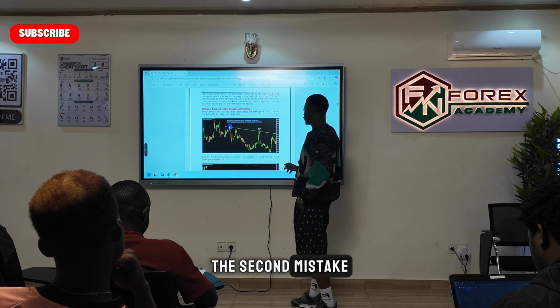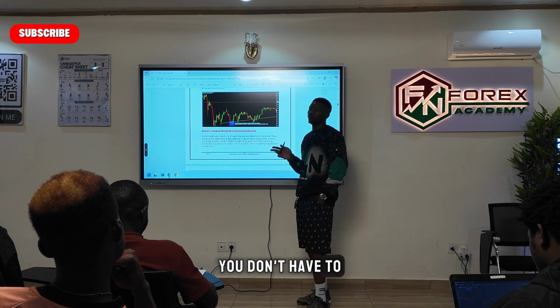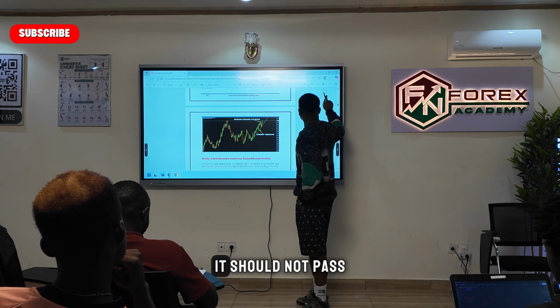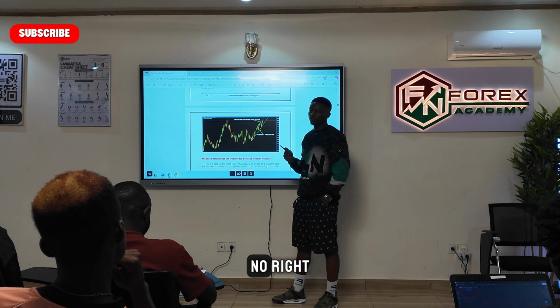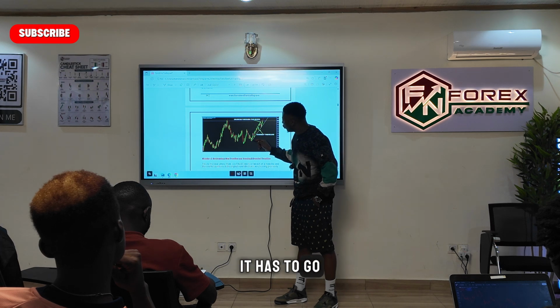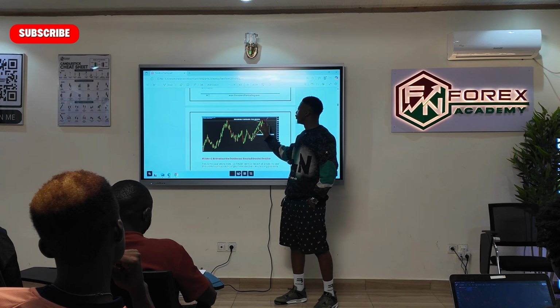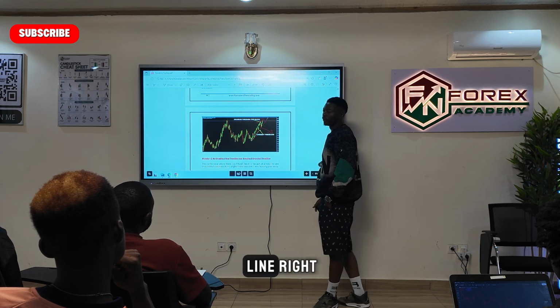The second mistake: drawing through wicks and bodies of candlesticks. That's the second mistake you must not make when drawing a trend line. When you're drawing a trend line, it should not pass like this in between candlesticks, no, right? It has to go below the wicks of the candlesticks. So here is a wrong trend line and this right here is the correct trend line, right?